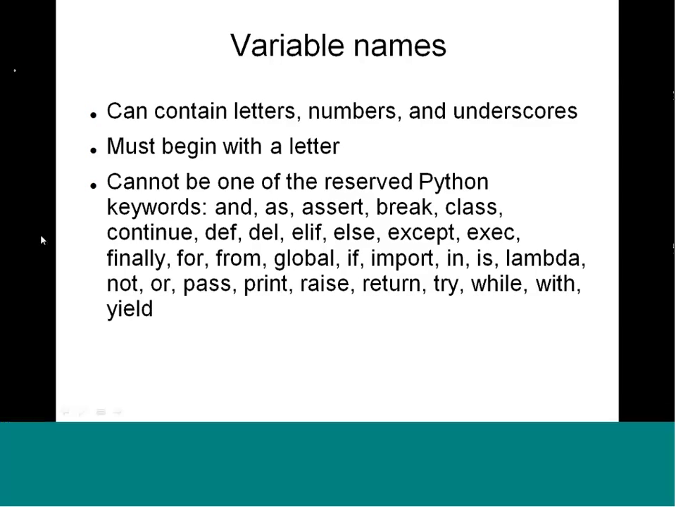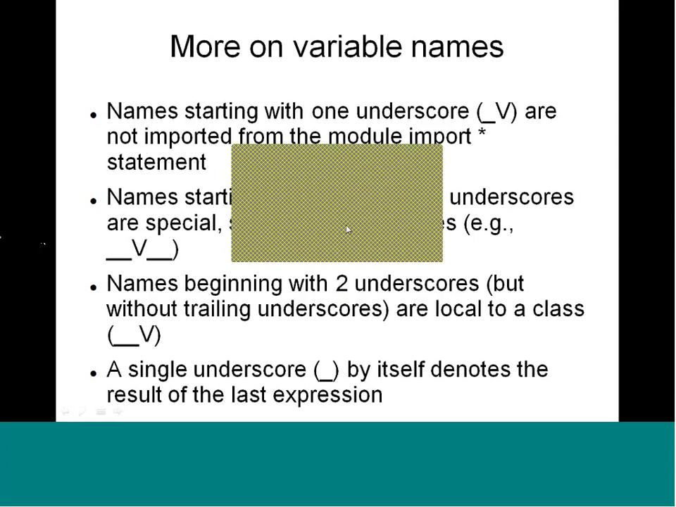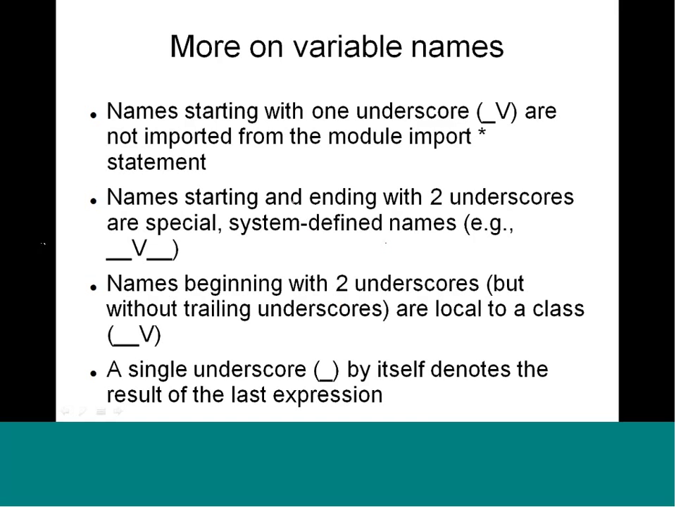So now let's look at some more. Any names starting with one underscore, an underscore followed by a letter, are not imported from the module import statement. We will look at this one later on as to how to use that. And names starting and ending with two underscores, like underscore underscore b underscore underscore, are special; they are system defined names.